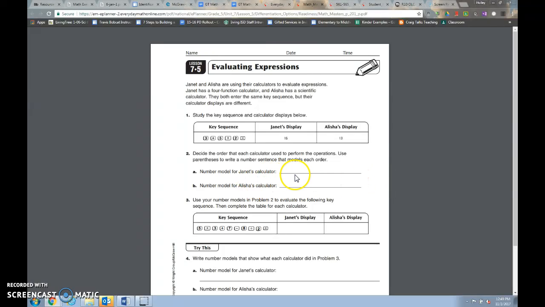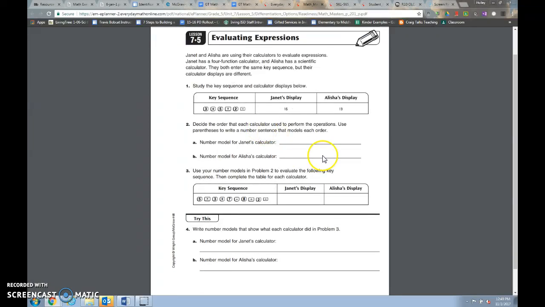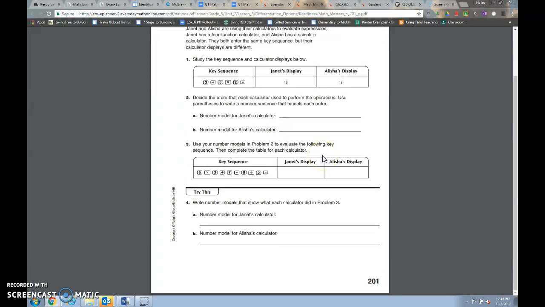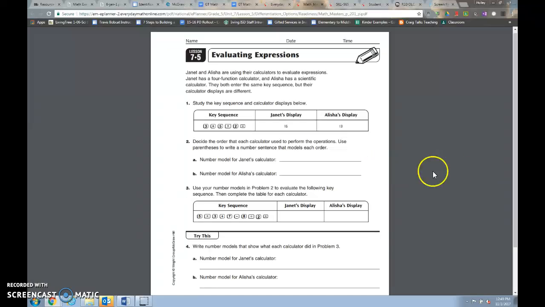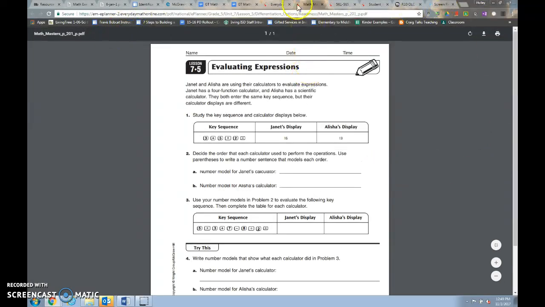So you're going to do the number model. So a 4-function calculator won't do order of operations. A scientific calculator will. All right. So that is that unit.